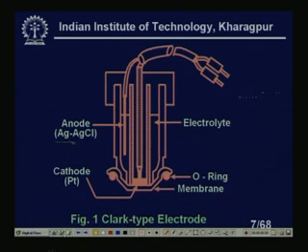We have the anode, Ag/AgCl. The cathode is made of platinum. Then you have the membrane, usually made of Teflon. There is an O-ring, like this one, which is to be tightly put so that the membrane will be in contact and held in position. And we have electrolyte throughout the medium. You see the electrolytes are here, right.